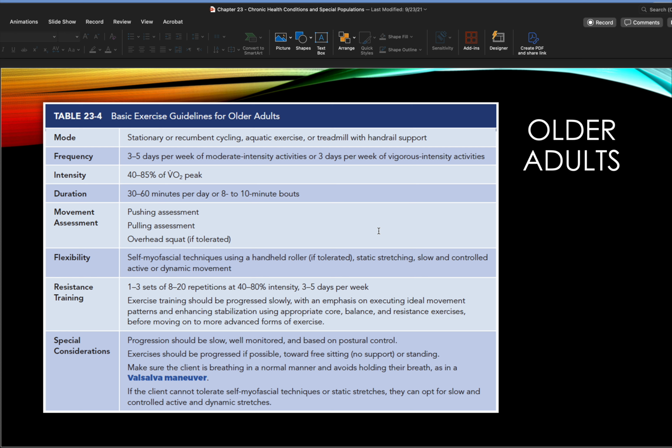And then, obviously, for mobility and flexibility purposes, we want to make sure these individuals are using the right protocols, like self-myofascial release and static stretching. Dynamic work is not going to be as dynamic as it is for children and adults. It's going to be way more controlled so they can still move in those patterns, but not as regimented or bouncy as a child or an adult would.